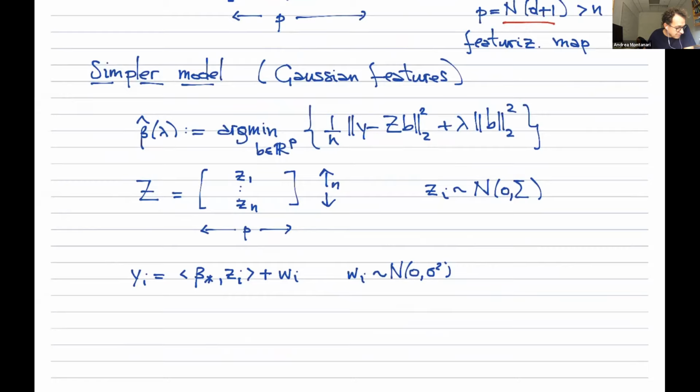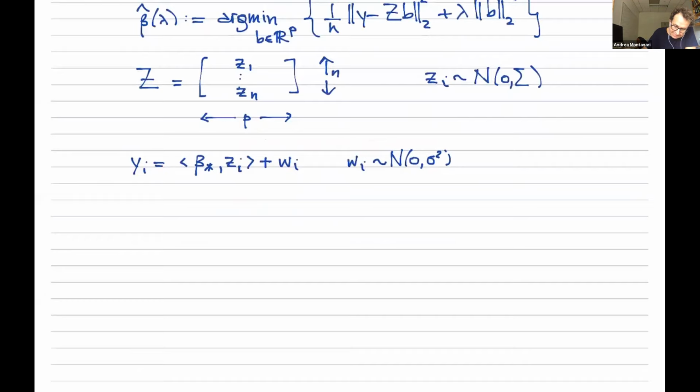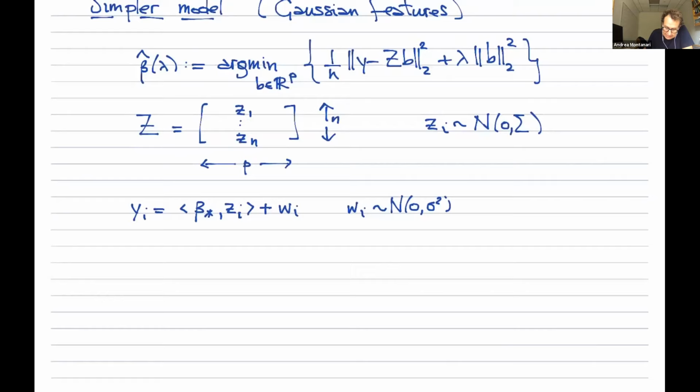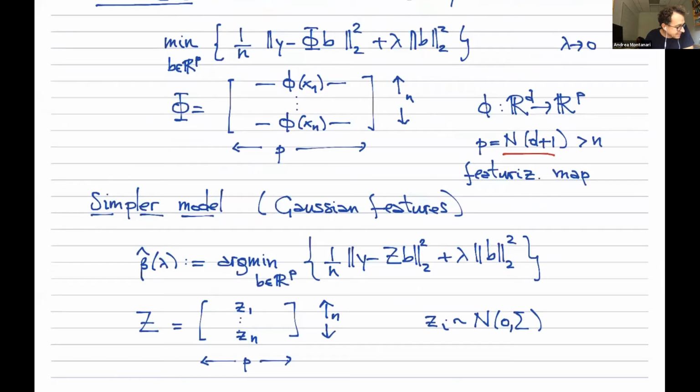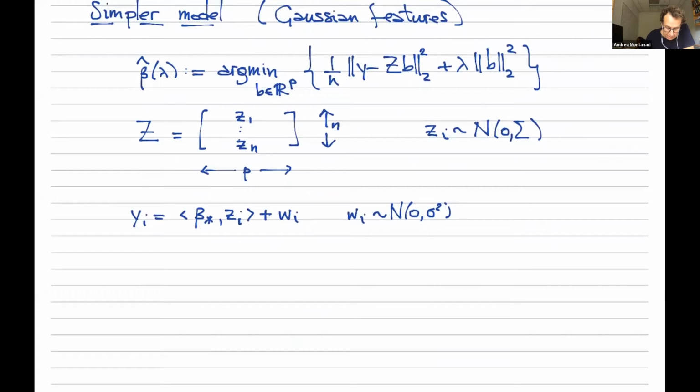Okay, so these are the covariates, and the response has the form, I'll assume that it is linear in the covariates, so it's beta star times Zi plus noise, and the noise is also independent Gaussian. Now you will argue that this is very different from the model that I started with, but if nothing else, for the sake of comparison, this is a useful model to look at.